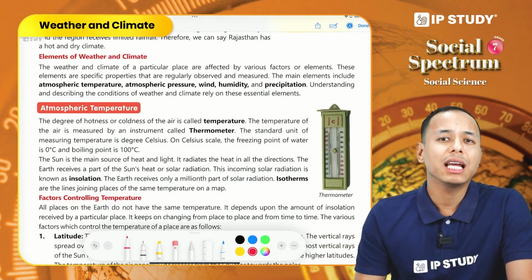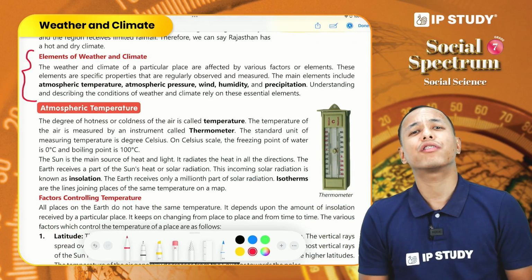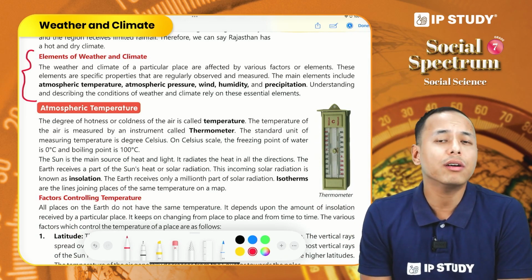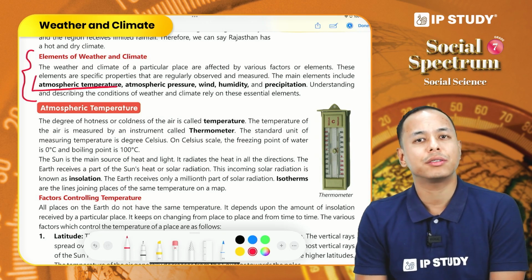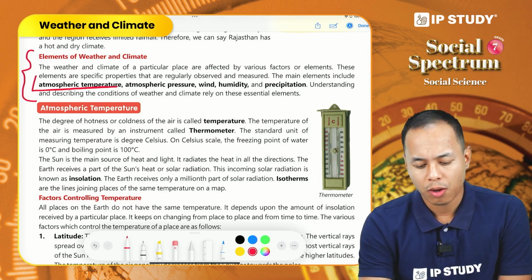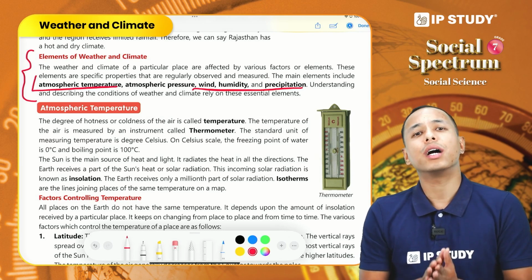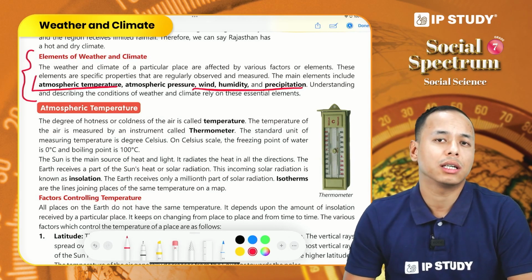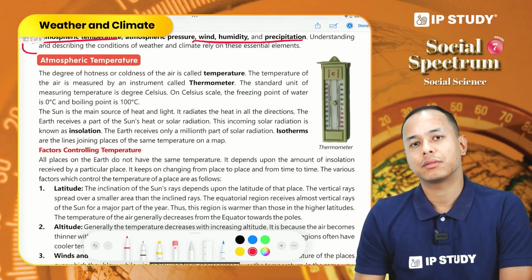Now let us see the elements of weather and climate. Various factors play an important role and influence the weather and climate of a region, and these are atmospheric temperature, atmospheric pressure, wind, humidity and precipitation. In order to understand the weather, we have to rely on all these elements. Now let us see these different elements.